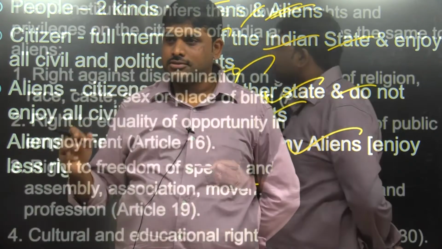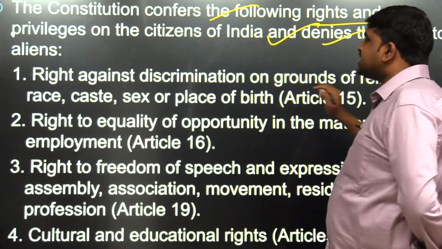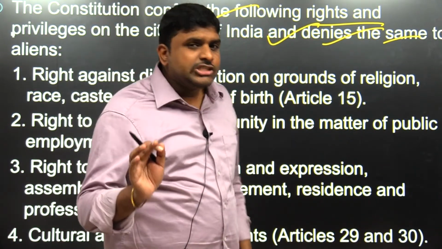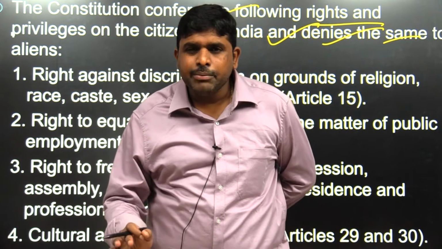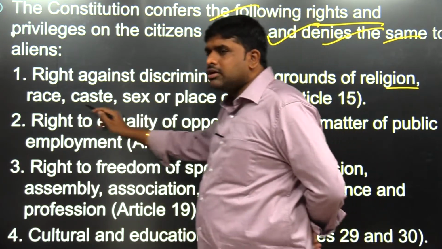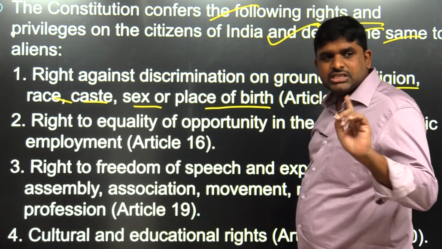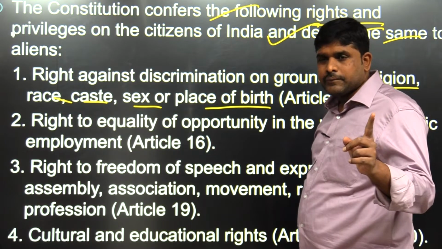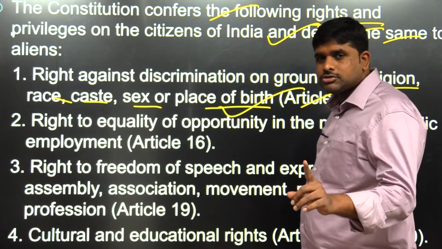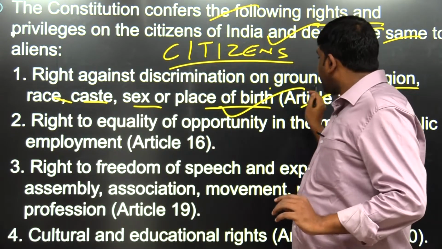The Constitution confers the following rights and privileges on the citizens of India and denies the same to aliens. Remember one by one. It is a favorite question for UPSC. Citizens of India cannot be discriminated against based upon race, religion, caste, sex or place of birth. Right against discrimination: citizens cannot be discriminated. Article 15 of the Constitution. For citizens this is Article 15, and 16 also.